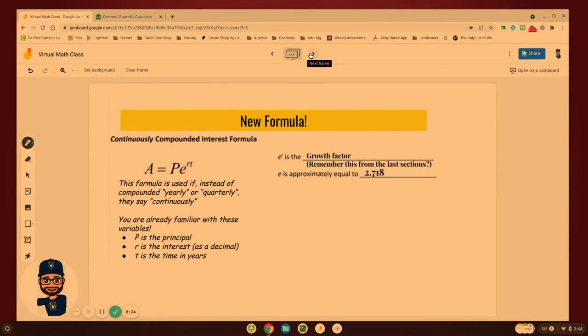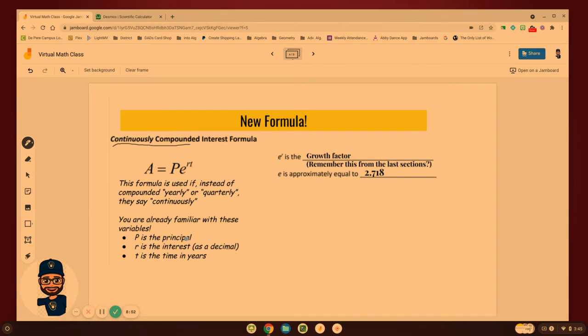Now, here's a new formula that we're going to use for some of this interest, but only when it's continuously compounded. The formula will be A, our amount, equals P times e to the power of RT. We say that it's continuous when we get something maybe more than monthly. We should know all of these variables already.